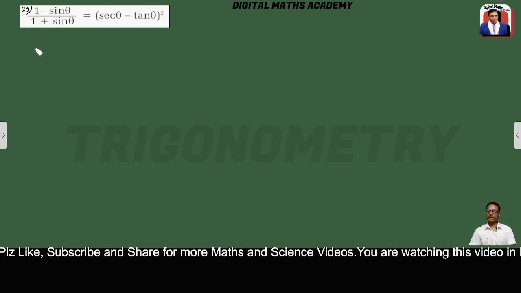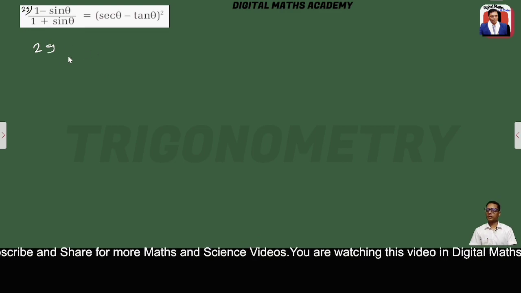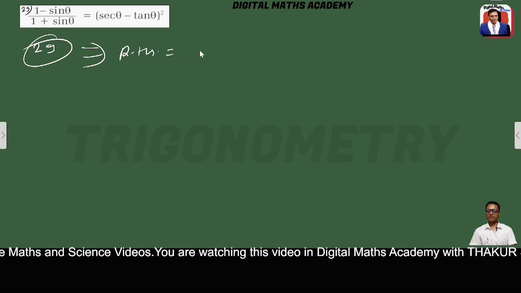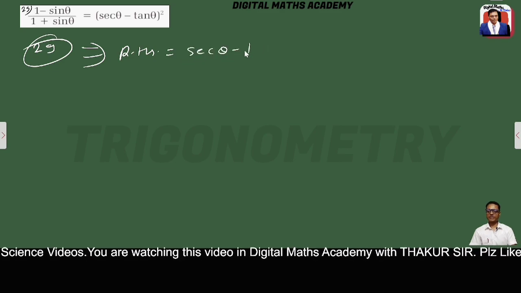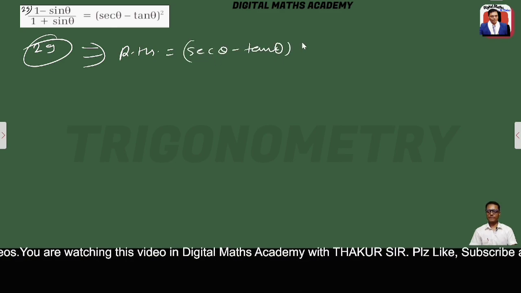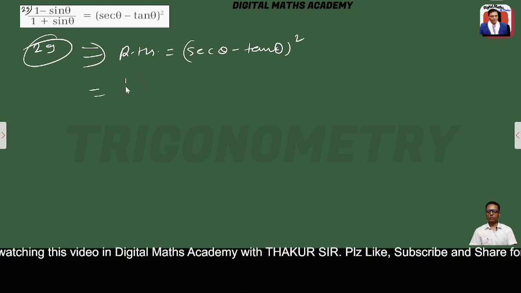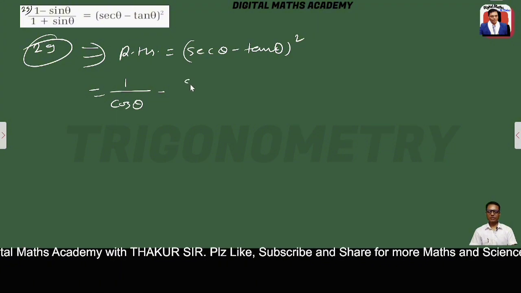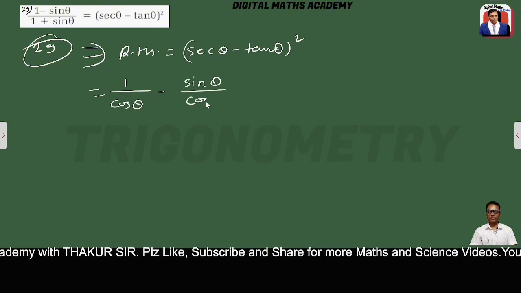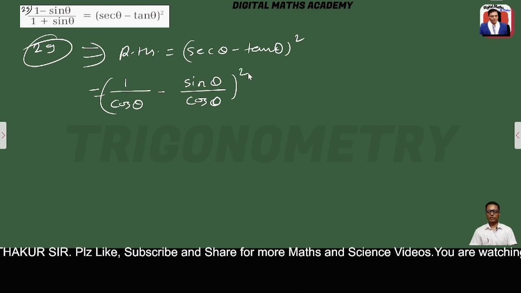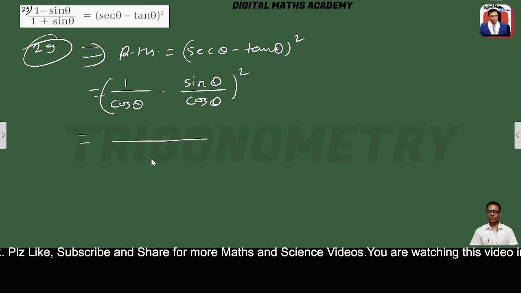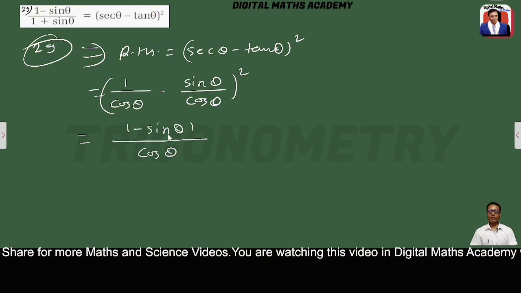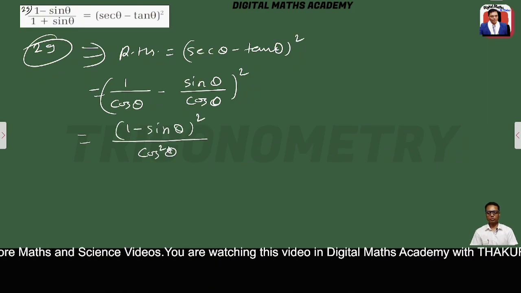Identity number 29. So is it 29? So here we are going to choose the right hand side. Right hand side equals (sec theta minus tan theta) whole square. So sec theta equals 1 by cos theta, and tan theta equals sin theta by cos theta, and whole square. So we are going to take LCM. LCM of cos theta and cos theta is cos theta itself, and here 1 minus sin theta, and we write square up also and down also.